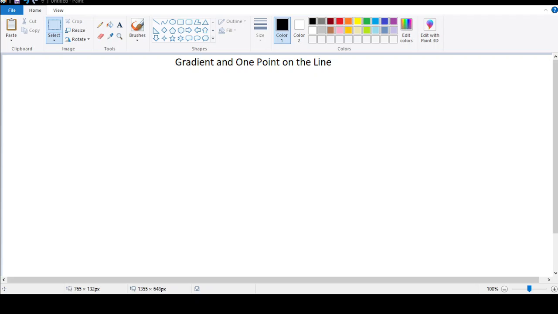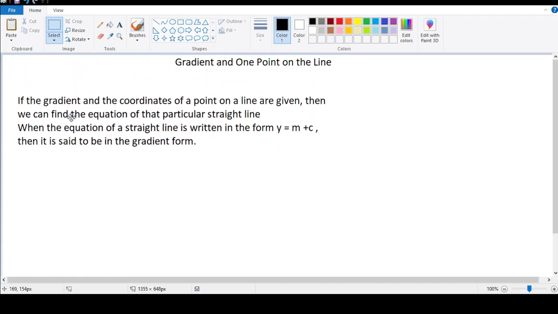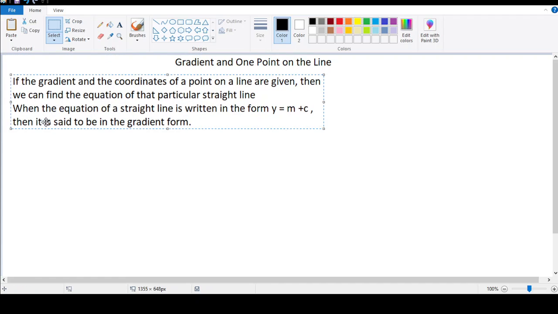In this topic, what we are going to be looking at is the gradient and one point on the line. You will be given the gradient at one point on the line. So let me just start by saying, first of all, this is what we are going to be looking at. If the gradient and the coordinates of a point on a line are given, then we can find the equation of that particular straight line.